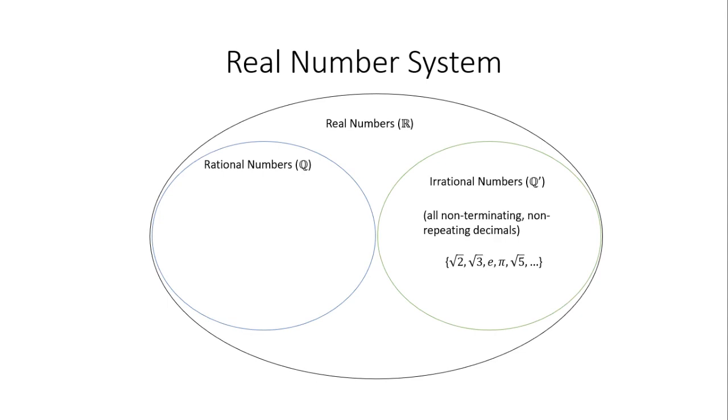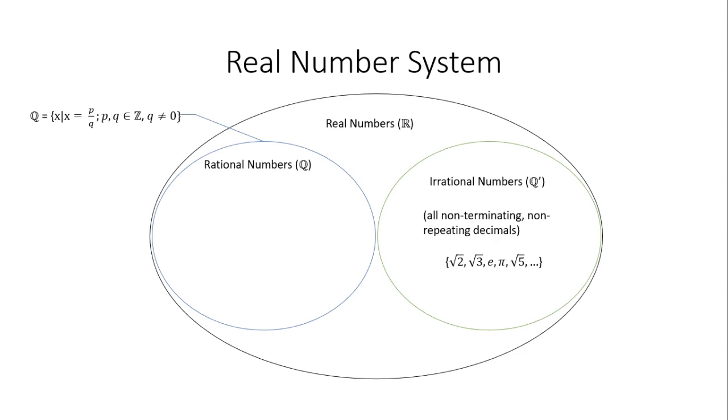Meanwhile, the set of rational numbers is composed of numbers that can be expressed in the form of p over q, where p and q are integers and q is not equal to 0. Irrational numbers are the opposite of rational numbers because they cannot be expressed as a ratio between two integers.